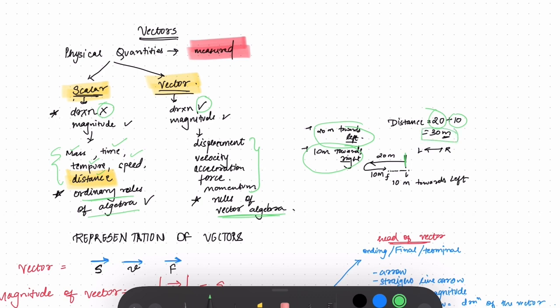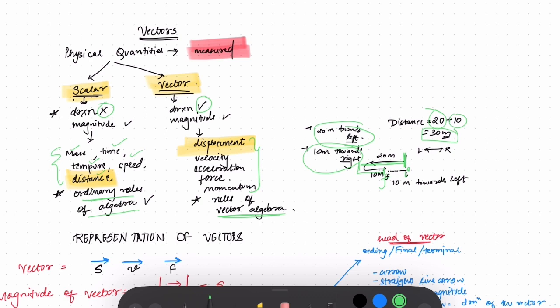If I ask what is the displacement of this person, displacement exactly means the change in the position of the person from initial to final, and it considers direction as well, as it is a vector quantity. So the initial position was here, at the origin. He moved 20 meters towards the left, somewhere around here he reached, and then he turned around and moved 10 meters towards the right. So this is the final position, this is the initial position.